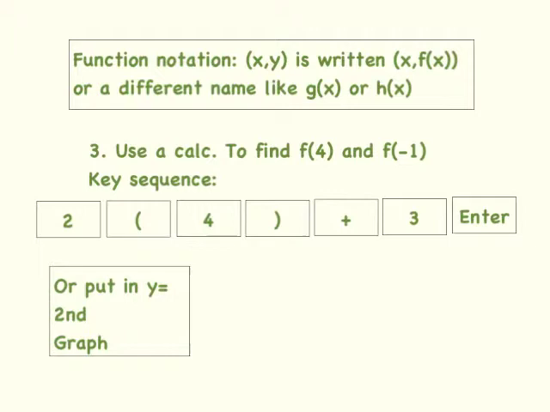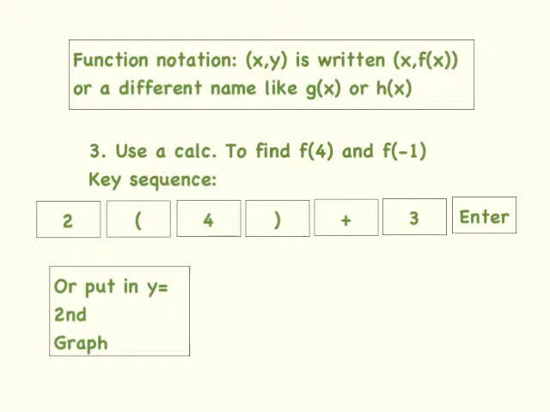We're going to practice with input on the calculator. So number 3, you're going to find the f of 4 and the f of -1. Remember, the 4 is the input and the -1 is the output. So using your calculator, your key sequence would go 2, open parentheses, 4, close parentheses, plus 3, enter.